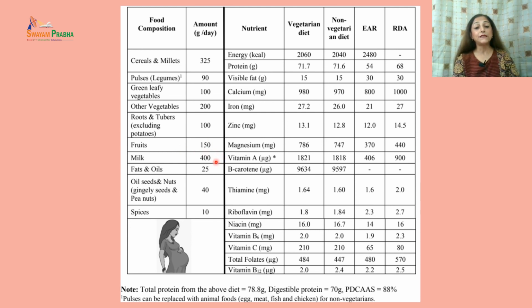and she should increase the amount of milk, to around 400 ml daily, and along with that she should take healthy fats, around 25 grams of fat, and she should take certain healthy fats from food sources by consuming oil seeds and peanuts. Around 40 grams of food of this origin can be taken, and then she should include spices in her diet. So this is about planning a healthy balanced diet for pregnant women.